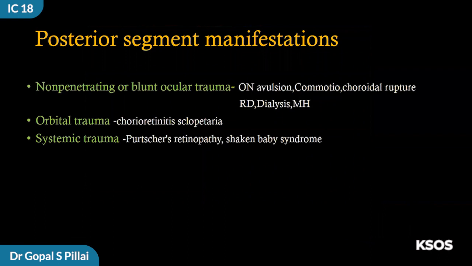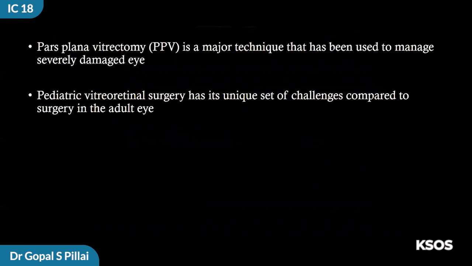Posterior segment manifestations could be non-penetrating, like optic nerve avulsion, commotio retinae, choroidal rupture, retinal detachment, dialysis, macular hole, all those things can occur. And in orbital trauma, especially with a very rapidly moving projectile foreign body like a bullet, we can have a chorioretinitis sclopetaria, in which the whole retina and the choroid may sink down into the orbit. And systemic trauma can sometimes cause Purtscher's retinopathy or shaken baby syndrome.